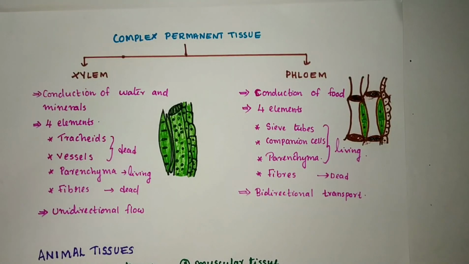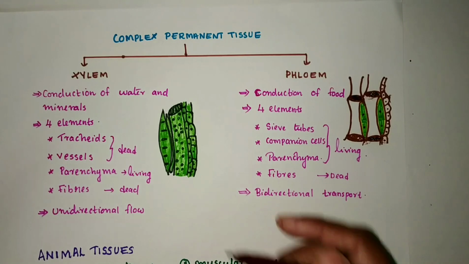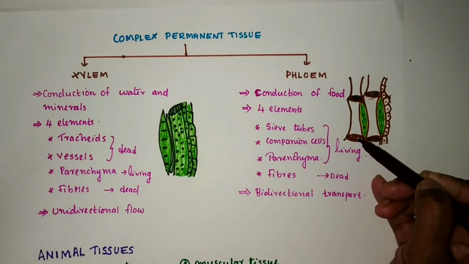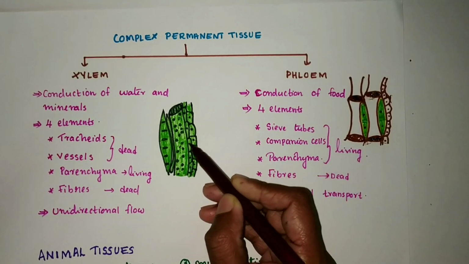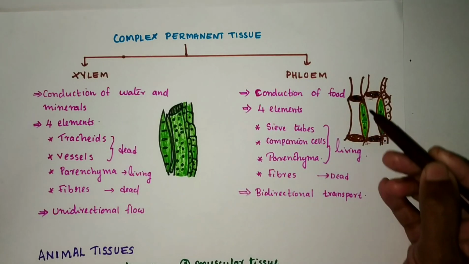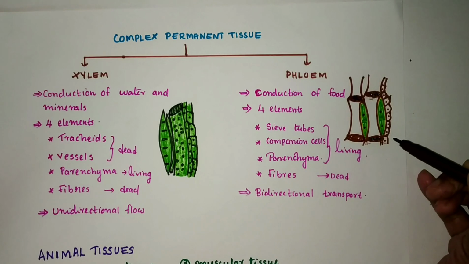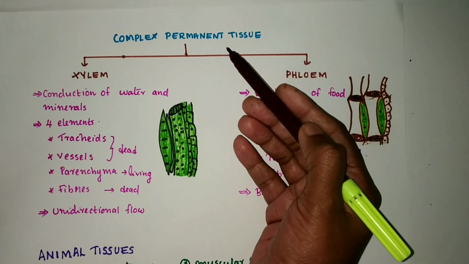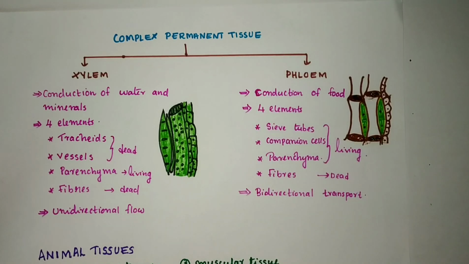Next we are discussing complex permanent tissue. Complex permanent tissue comprises more than one type of cell, and it is divided into two: xylem and phloem. This is the diagram of xylem and this one is phloem. Here you can see different types of cells making one complex permanent tissue, that is xylem. And here also you can see different types of cells. So complex permanent tissue is made up of different types of cells.